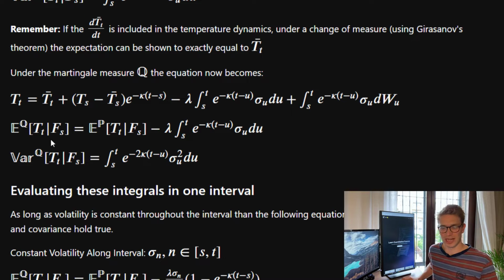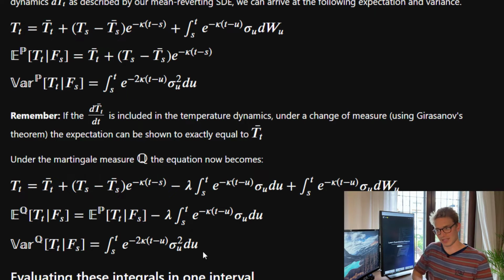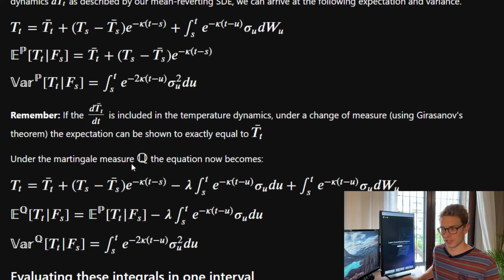So under the martingale measure Q, what we get is this equation here. And we can now define our expectation as the physical probability expectation minus lambda and this integral here, times this integral here. And similar for variance, our variance is exactly the same. So we have the same variance, but we've got this slight change in the expectation under the risk neutral measure.